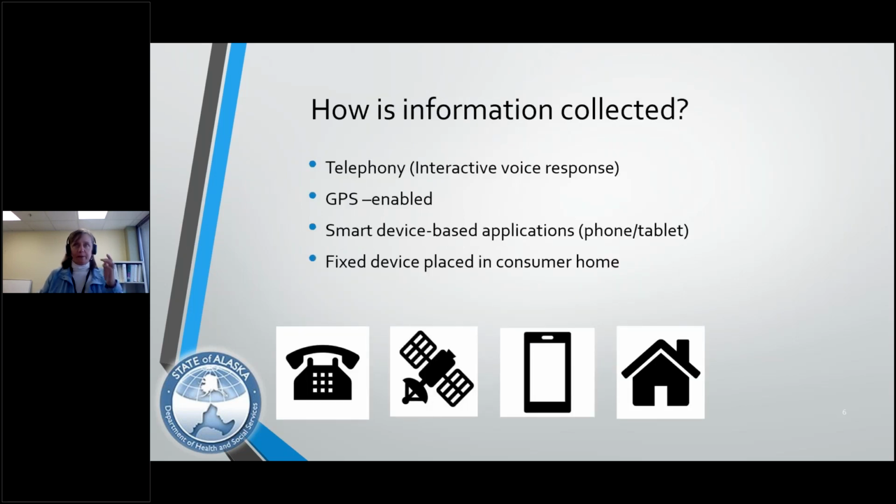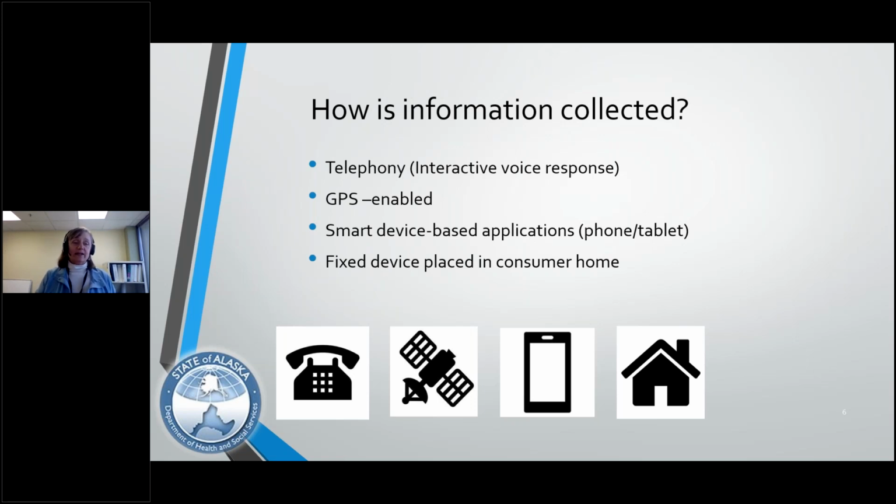So how do we collect the information? This is the part that sometimes is maybe the most confusing to people. We have various ways to collect the information. One of the ways is called telephony, which is where a person has a landline. Who has those, right? Some people still have landlines. I don't personally, but it's a way for someone to check in through their own landline at the recipient's home. So if you went in to do the visit, you could check in through their telephone.